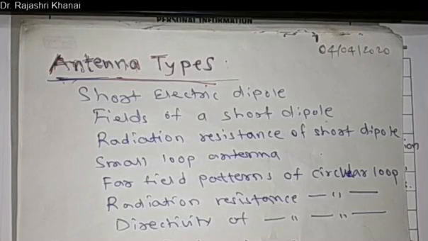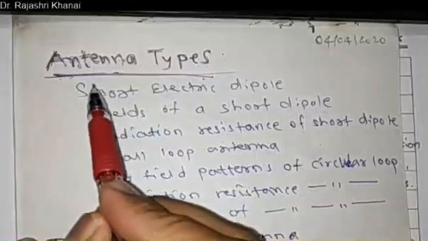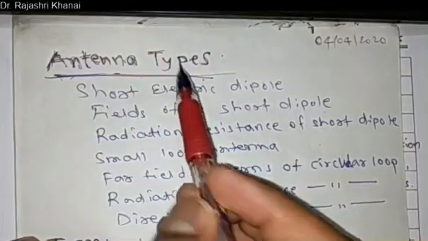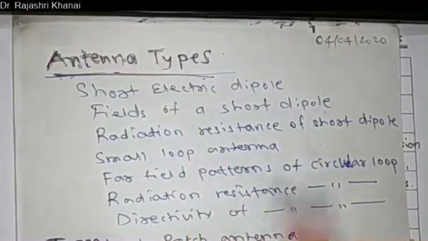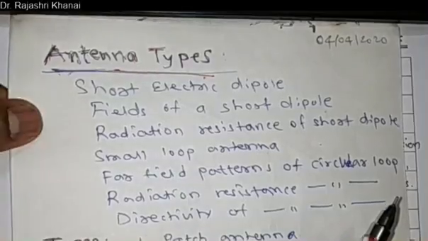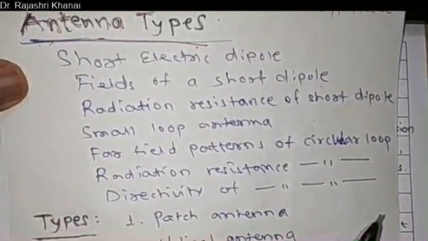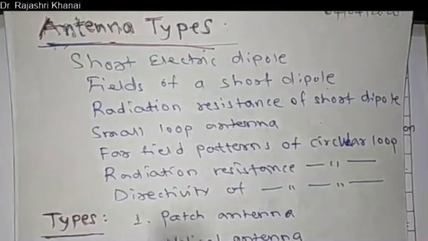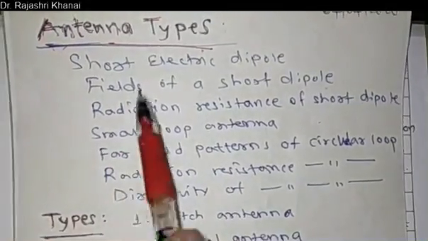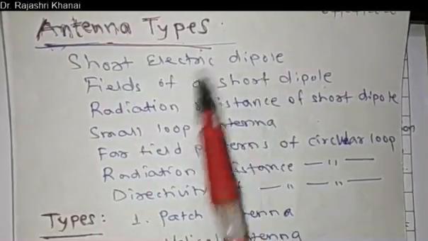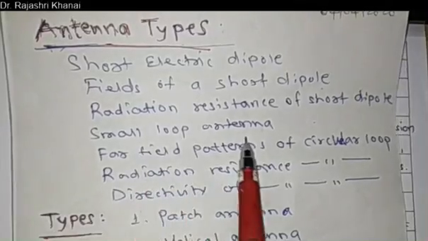Hello and good morning. In unit number 5, we are going to discuss various antenna types. This unit is divided into two parts where we study different antenna types. In the first part, a short electric dipole and a small loop antenna.